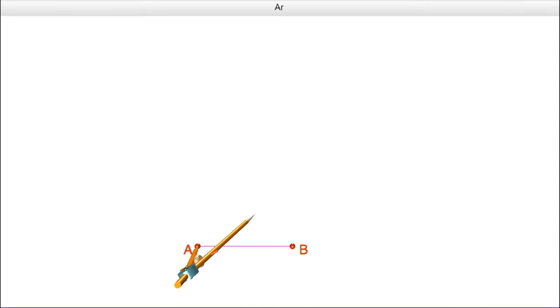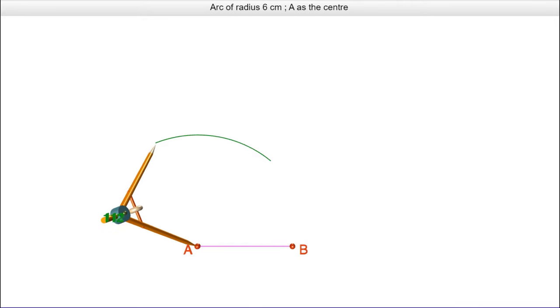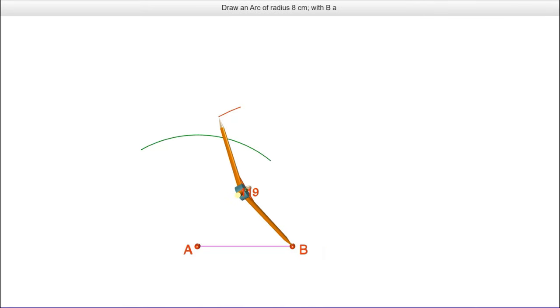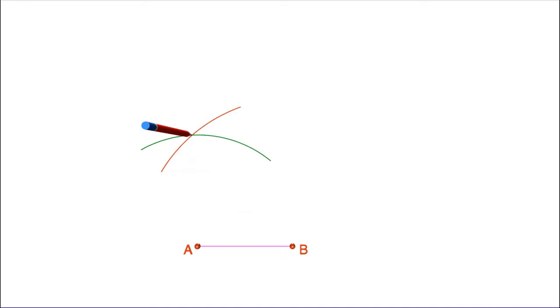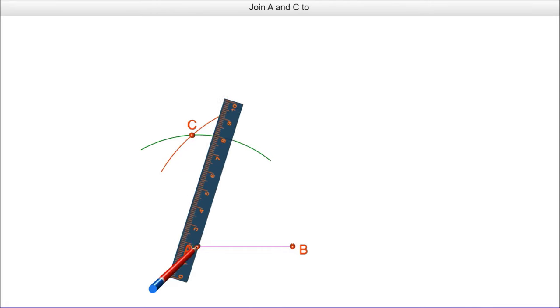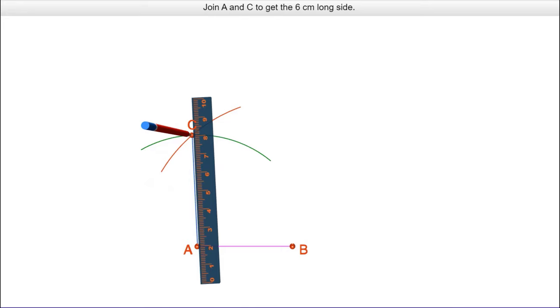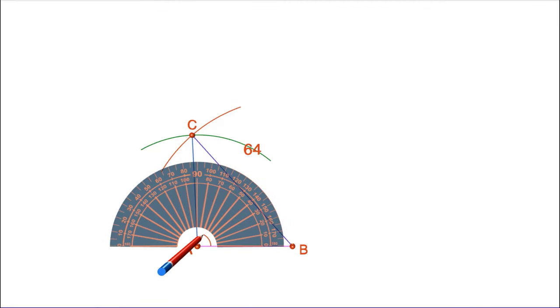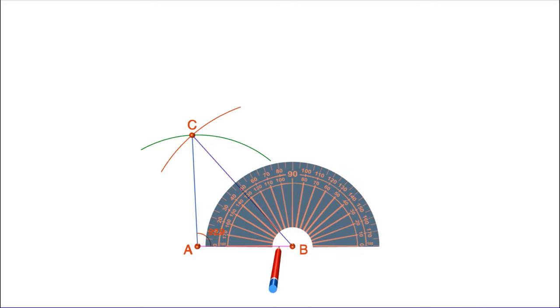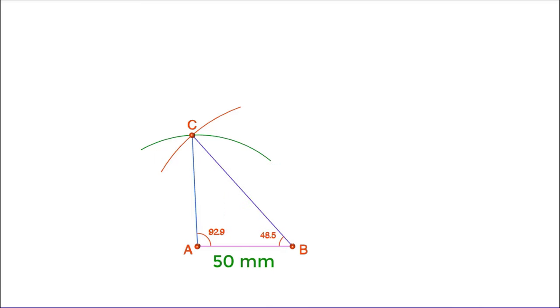Now taking A as the center, draw an arc with 6 cm radius. And taking B as center, draw another arc whose radius is 8 cm long. Now both the arcs cut at a point, say C. Now join AC, which is equal to 6 cm, and join BC, which is equal to 8 cm. So this way we construct the triangle. We can also measure the angle if required. The angle A is approximately 93 degrees, that is actually 92.9 degrees, and angle ABC is equal to 48.5 degrees. So we have constructed the triangle with sides AB equal to 5 cm, AC equal to 6 cm, and BC is equal to 8 cm.